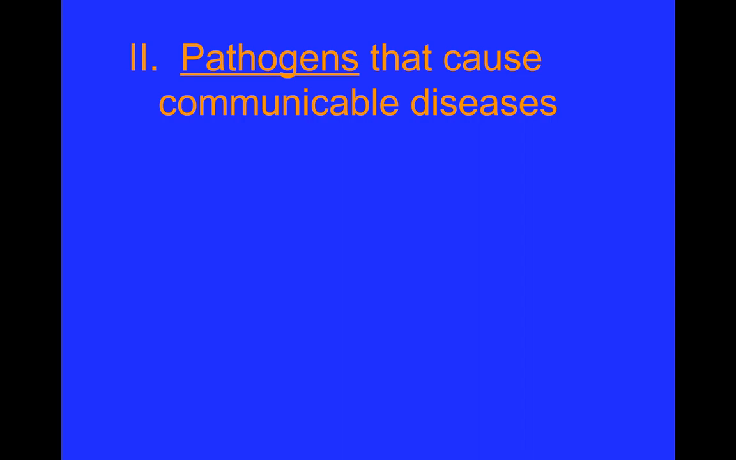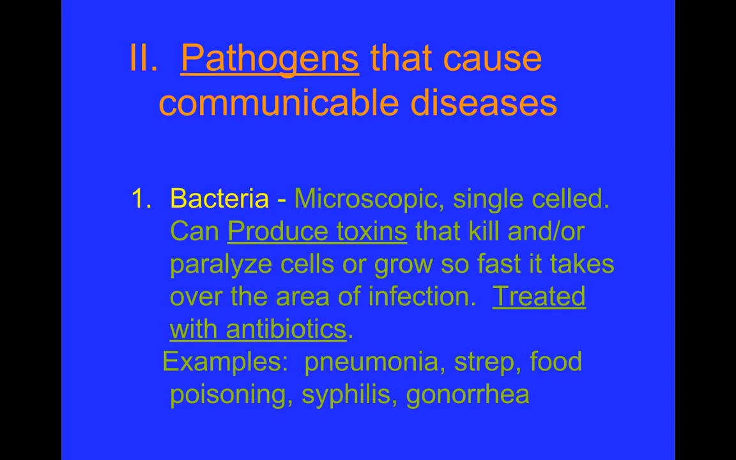A pathogen, which you already know, is something that causes communicable diseases. So anything that can enter the body that can cause a communicable disease. The first type of pathogen we're going to discuss is bacteria. This is microscopic, which means you cannot see it without a microscope. Bacteria will do one of two things. It will either produce toxins that can kill or paralyze the cells in the body, or it will grow so fast that it takes over the area where it is infected. You can treat bacteria with antibiotics. Some examples of bacteria are pneumonia, strep, food poisoning, syphilis, and gonorrhea.